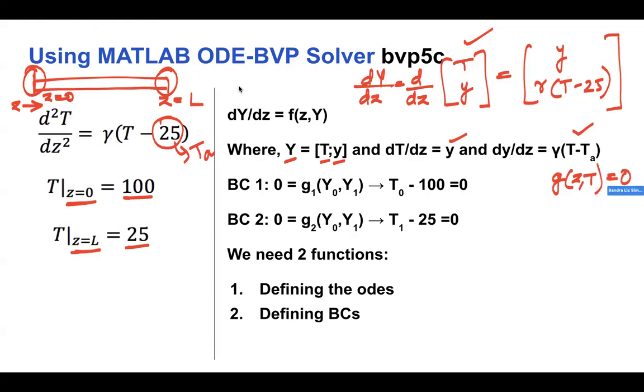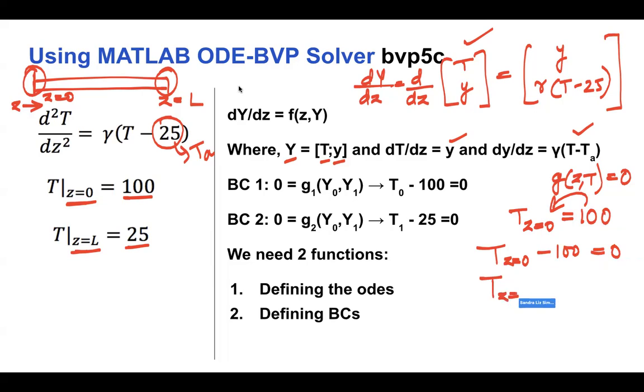So how do you write it as a function? You know that T at z equal to 0 is equal to 100, right? So let's bring the 100 to this side. That will be T at z equal to 0 minus 100 is equal to 0. Similarly, for the next boundary, T at z equal to L minus 25 is equal to 0. We have to write a function equating it to 0. The right hand side should be 0. So these are the two functions.